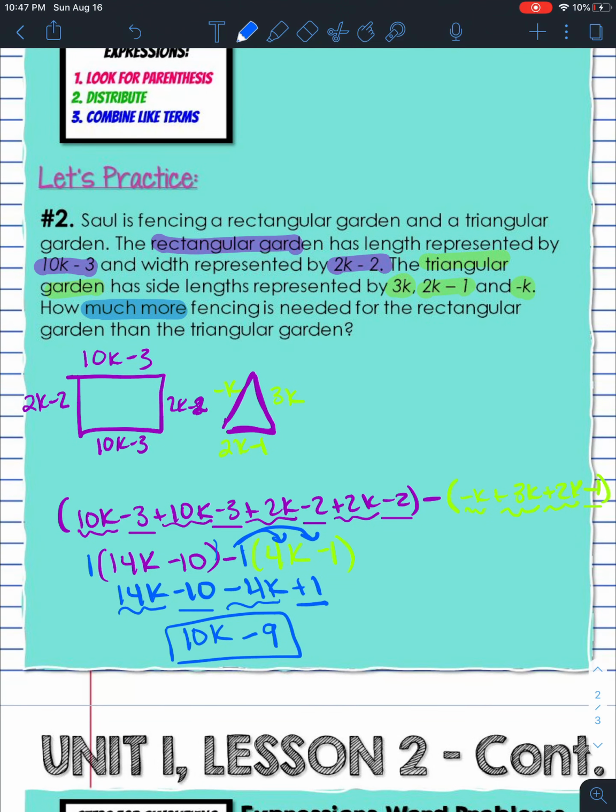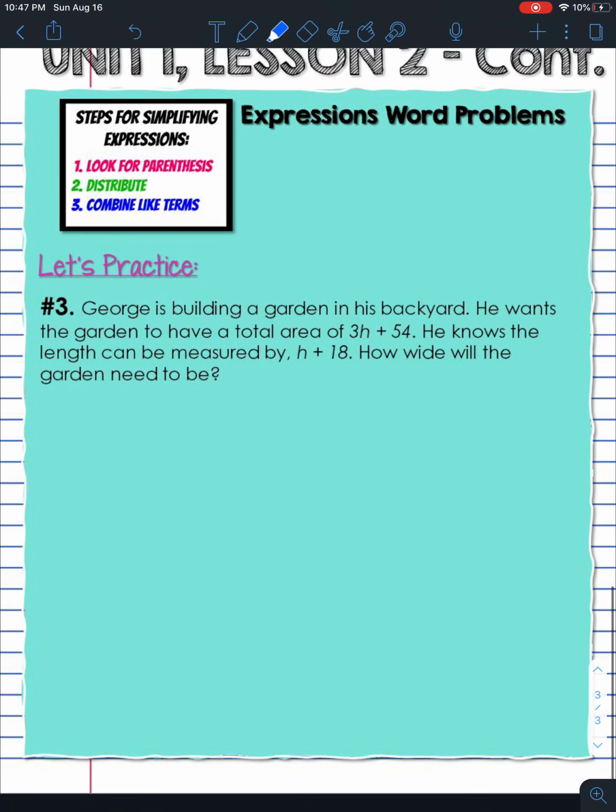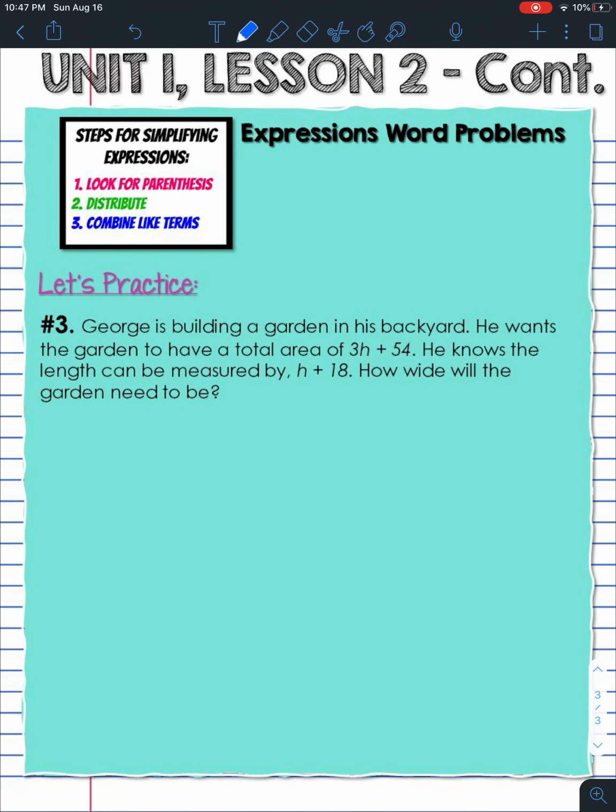Again, it's really important to draw your shapes, label them, and then stop and read. What is it asking me for? It's asking me for perimeter. We're putting fencing around something, so that's perimeter. And I need to know how much more one thing has than the other, so that means I need to subtract. And what's important about the subtraction here is that we distribute that subtraction through to our second set of parentheses.